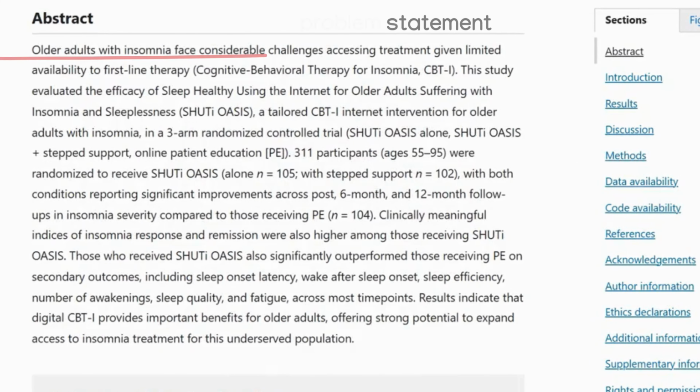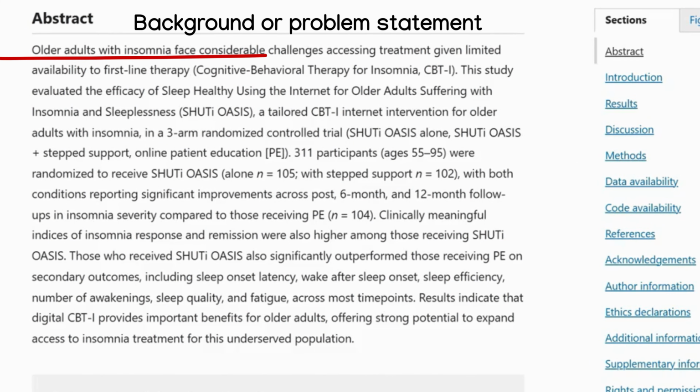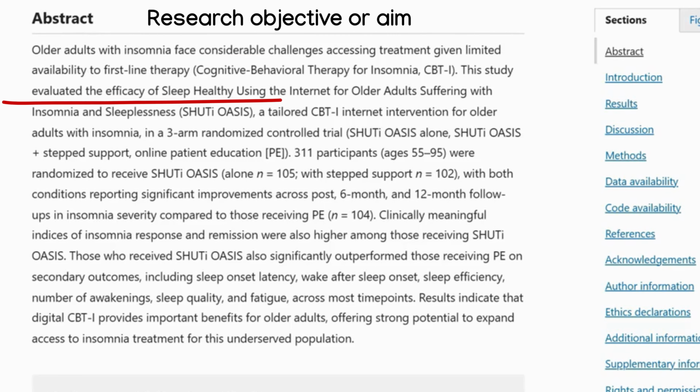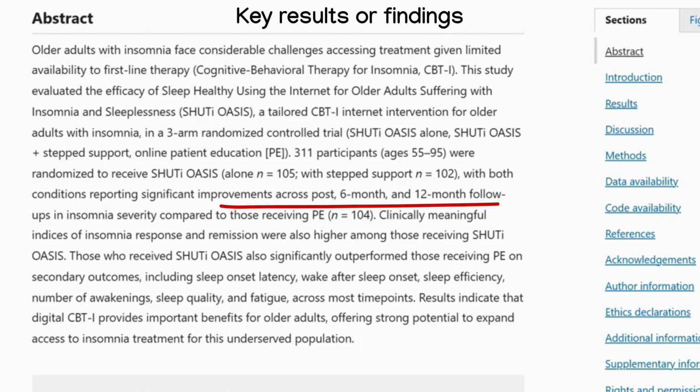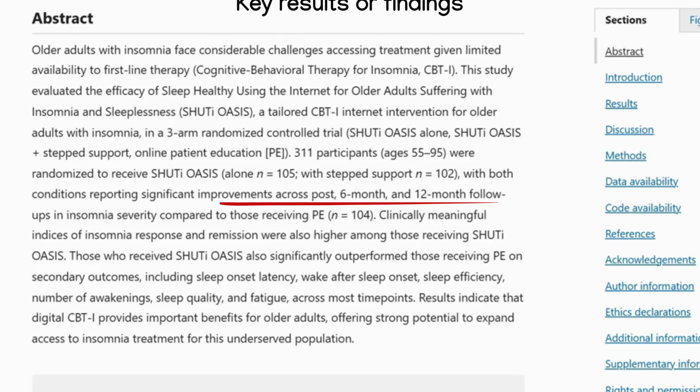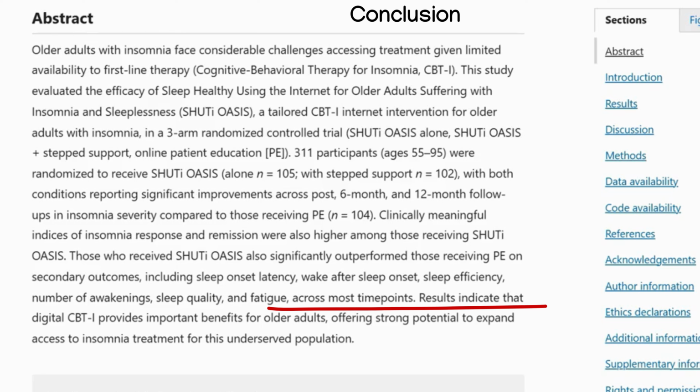Key components of an abstract. A strong abstract usually includes these elements: background or problem statement, which briefly explains what issue or question the research addresses; research objective or aim, which states what the study is trying to find out or prove; methodology, which mentions how the research was conducted, for example, survey, experiment, qualitative interviews, or data analysis; key results or findings, which summarize the most important outcomes of the study; and conclusion, which states what the results mean in a general academic sense.